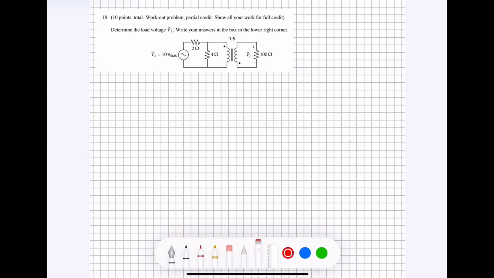Question 18 says, determine the load voltage VL. Write your answers in the box in the lower right corner. On the real test, the box would be down there, but I don't have the box shown on this example. All right, so this circuit deals with the idea of transformers, which is this over here.